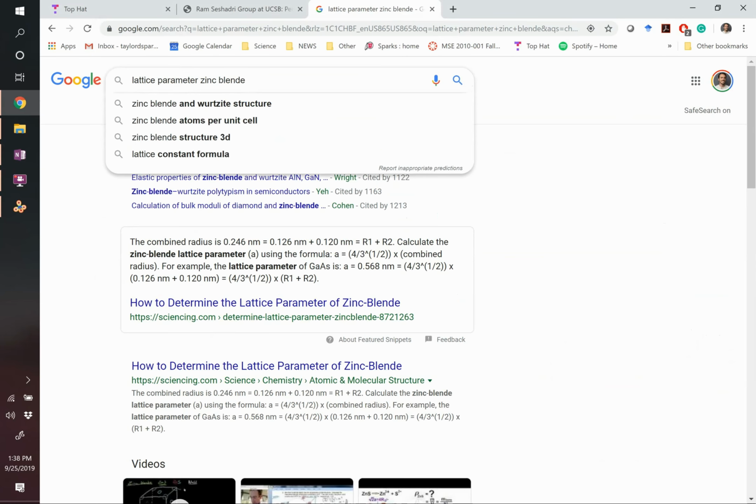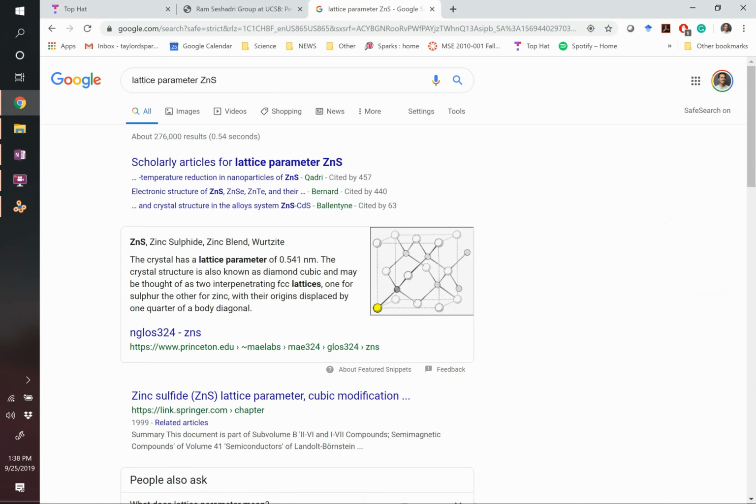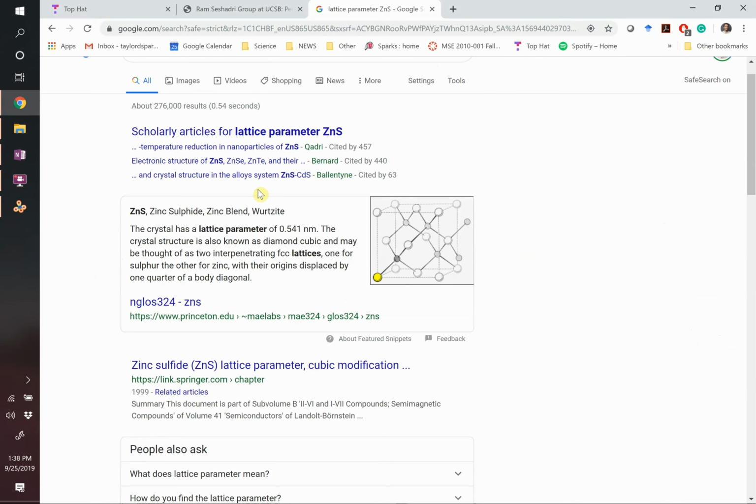Let's do zinc sulfide. The lattice parameter is 5.41. And I calculated, even with like arbitrary, a little bit off radii values, 5.54, which is pretty flippin' close, right? So does this make sense how you do this?